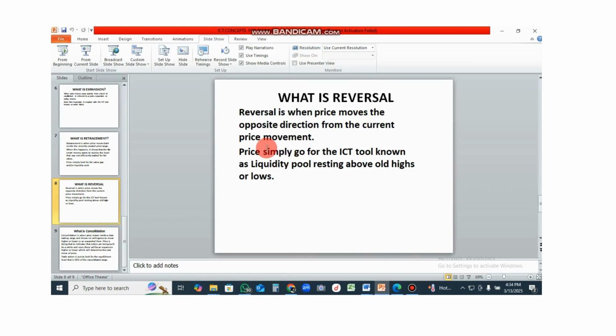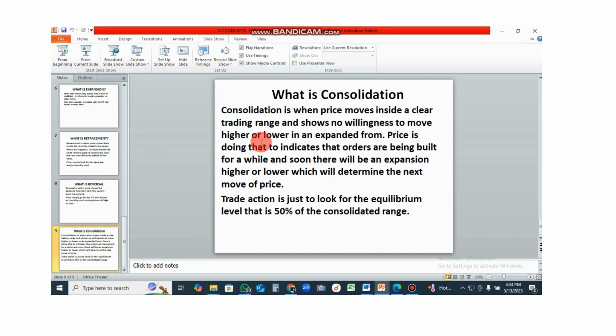So finally, consolidation. We've talked about consolidation before. When price consolidates, it simply does what? What is price trying to do? Price moves inside a clear trading range and shows no willingness to move higher or lower to expand from. Price is doing that to indicate that orders are being built by the smart money to determine the next move. So the trade action is just to look for the equilibrium level of that particular consolidation.